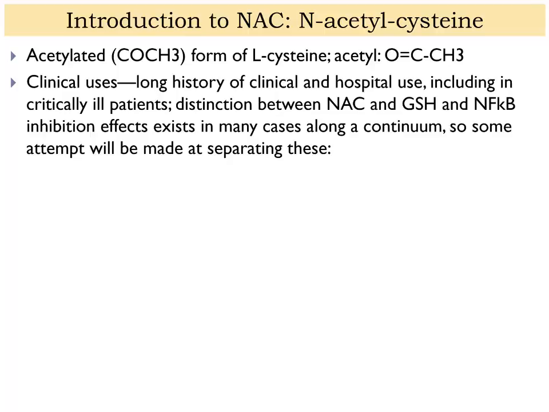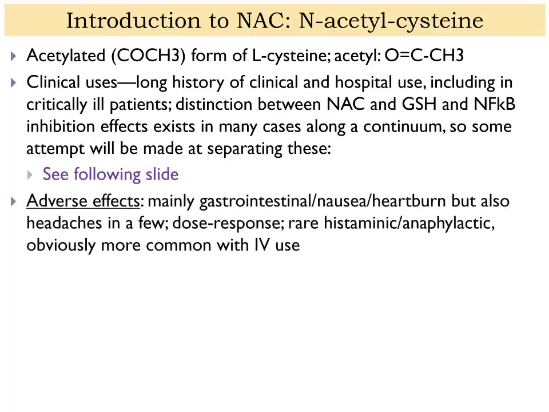Some of those benefits are derived from its conversion to, in this case, GSH or glutathione, which is an important antioxidant and modifier of gene transcription. And then some of the benefits of NAC are derived from its ability to inhibit NF-kappa B. So we have to look at those separately, but we also have to appreciate that they pretty much exist on a continuum. For example, pretty much anything that inhibits NF-kappa B is going to have an antioxidant effect, because NF-kappa B activation, by definition, is not simply pro-inflammatory, but it's also pro-oxidant. So we'll talk about these, and when necessary, I will separate them. We'll talk about these on the following slide.